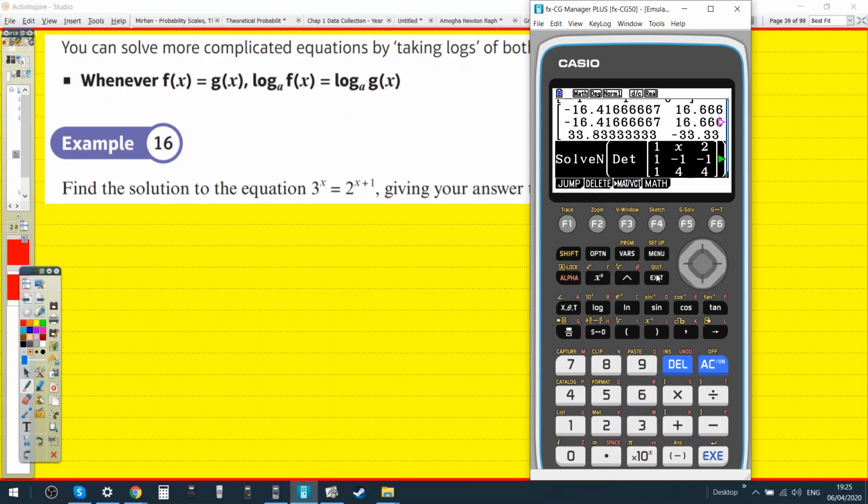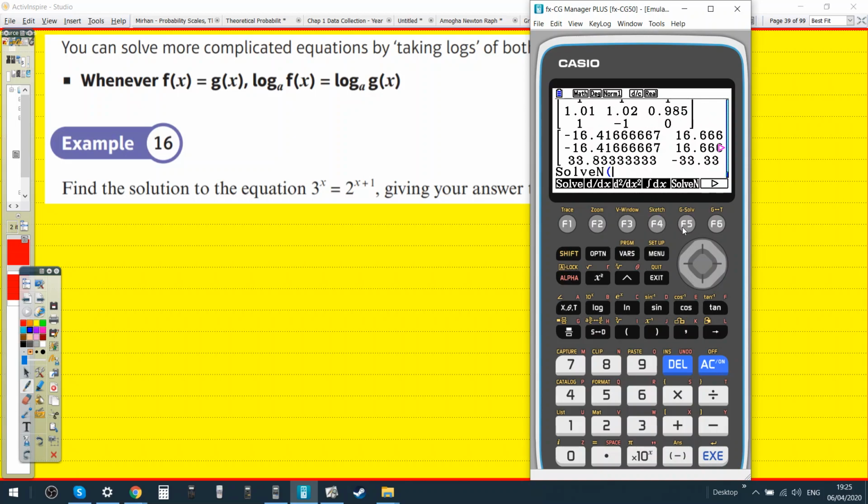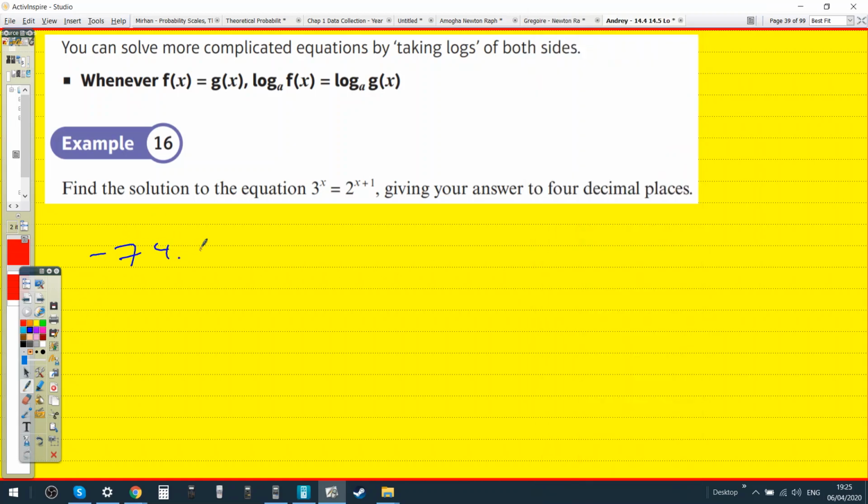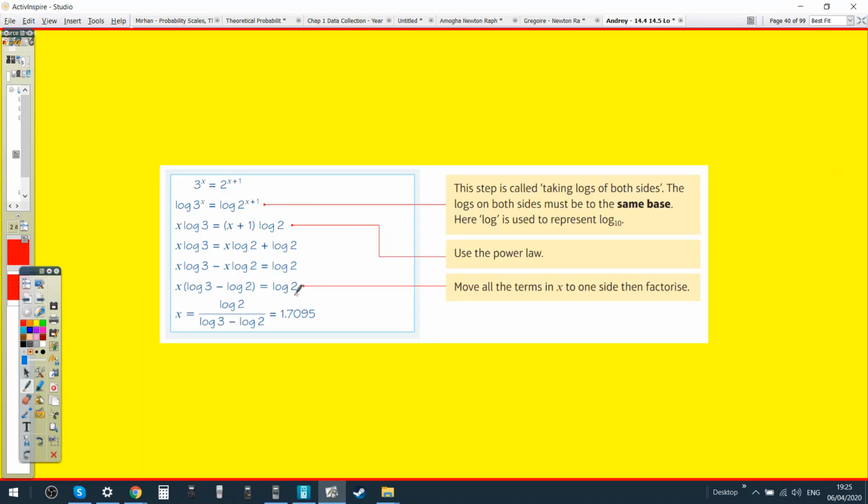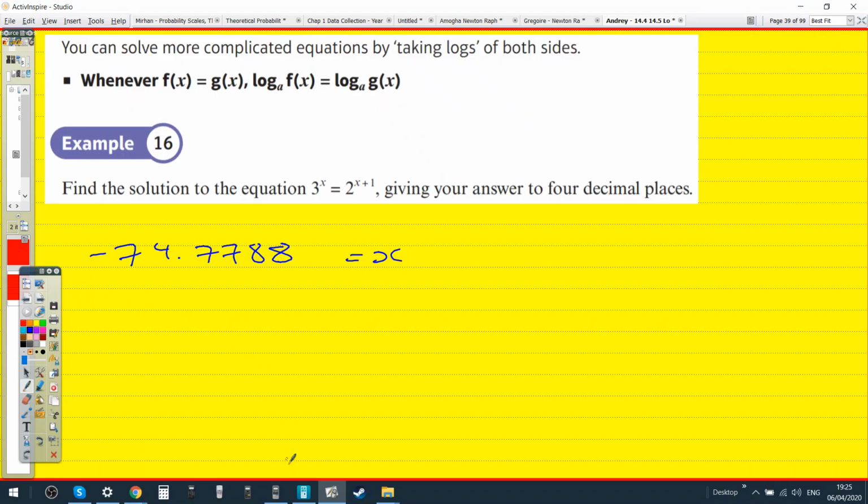If I have to rotate right, that's a really weird number. That's all right. It said the 4 decimal places. So shall I say the answer? Yeah. I got minus 74.7788. Okay. And that is x. Nope. No, wrong.